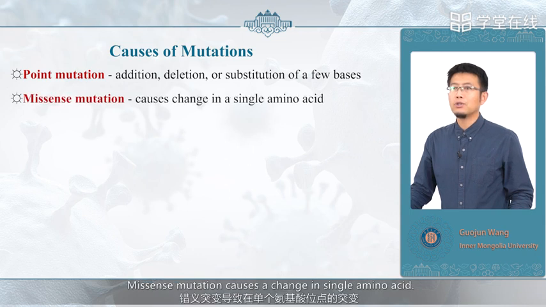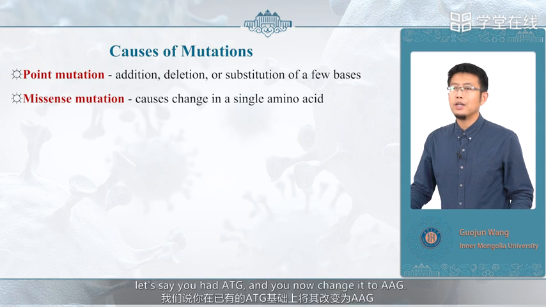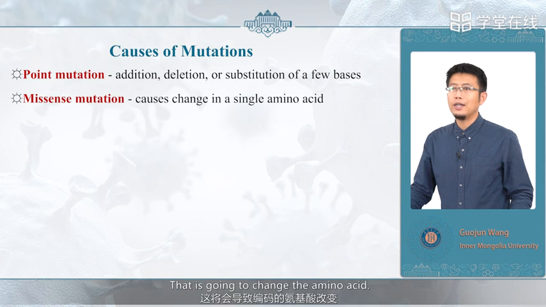Missense mutation causes a change in a single amino acid. For example, let's say you had AGG, and you now change it to AAG. That is going to change the amino acid. That is called missense mutation.